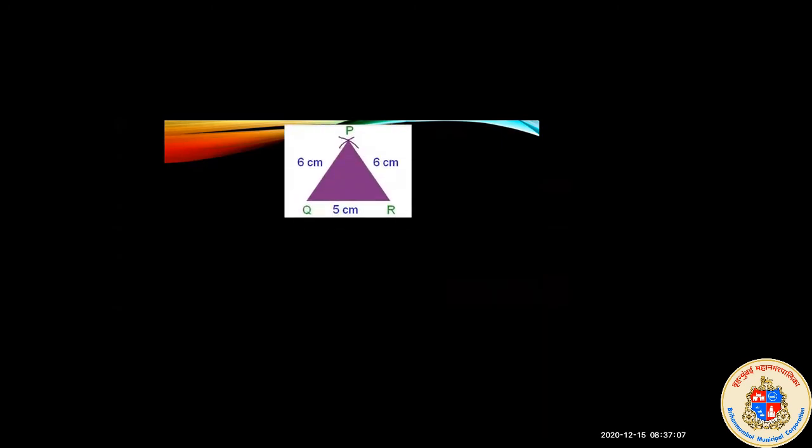So from this, I'm going to ask you some questions now. You can unmute your mics. Okay. Can you see this figure in this triangle PQR? Their sides are given, their measurements are given. Now you have to tell me which triangle it is. This is triangle PQR.